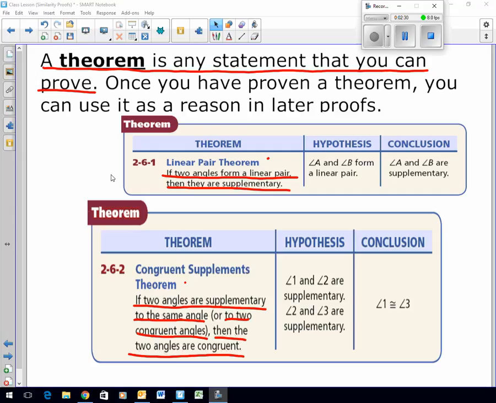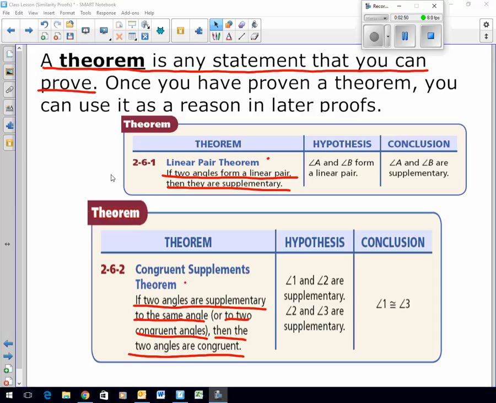Angles 1 and 2 are supplementary. Coincidentally, 2 and 3 are supplementary. What do we get from that? 1 and 3 are congruent to each other. Okay? 1 and 3 are congruent to each other.